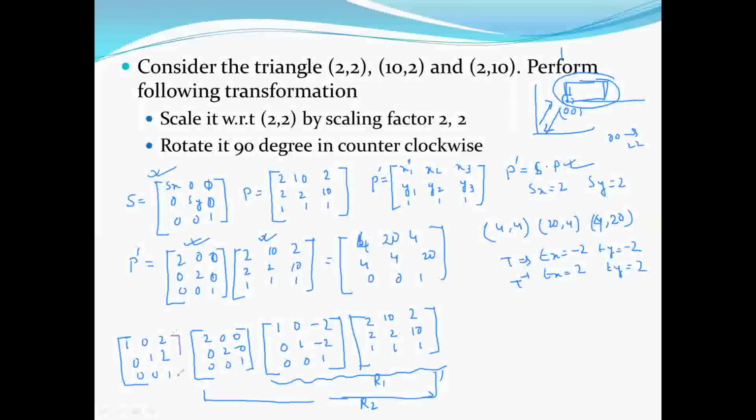So we have to multiply the reverse translation matrix, this is T inverse, with R2. So this is our reverse translation matrix, this is our scaling matrix, and this is our translation matrix. If you multiply all those things, whatever you get will be your result. In this way you can perform the scaling operation with respect to a fixed point.